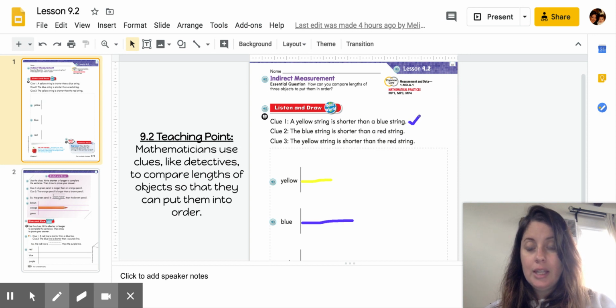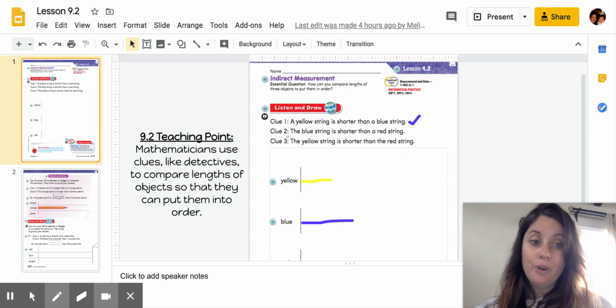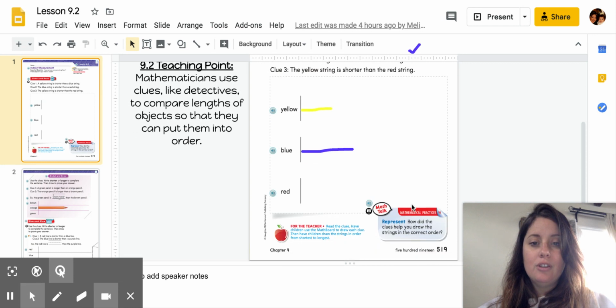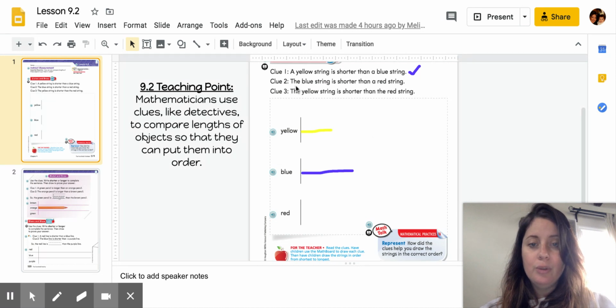Check. All right, now let me read clue number 2, and I'm going to think about that and also draw it out. The blue string is shorter than a red string. I scroll down a little bit more, and I see that this says red. The blue string is shorter than my red string. So that means I'm going to have to draw this red string longer than the blue string, because I want to make sure that my blue string is shorter.